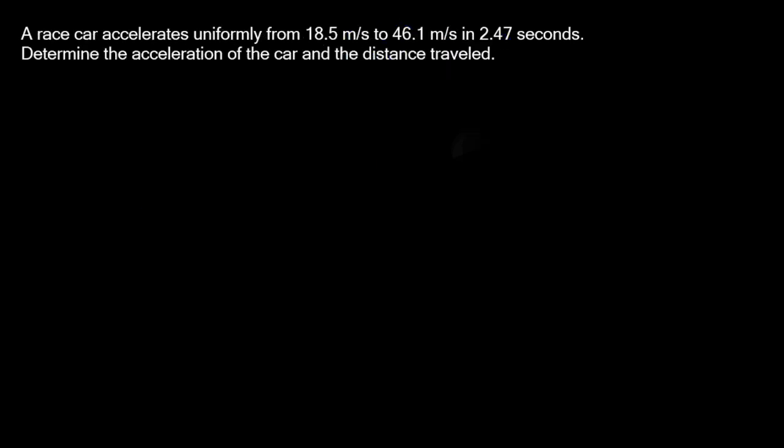Second question. A race car accelerates uniformly from 18.5 meters per second to 46.1 meters per second in 2.47 seconds. Determine the acceleration of the car and the distance it traveled. It looks like there are no hidden values. We have VI, because it starts from 18.5, and VF, because it reaches 46.1 meters per second, and we have T, which is equal to 2.47.